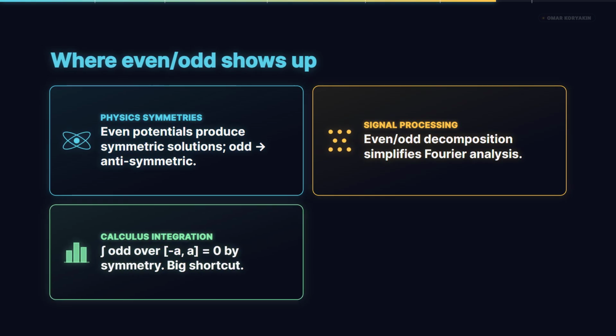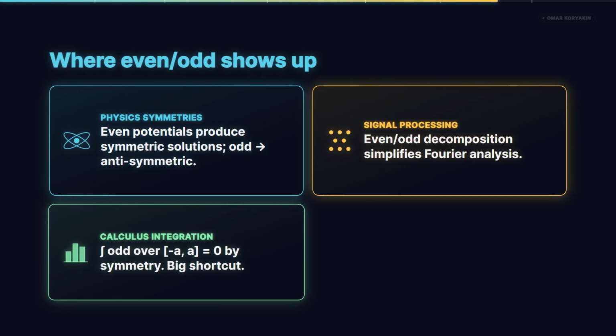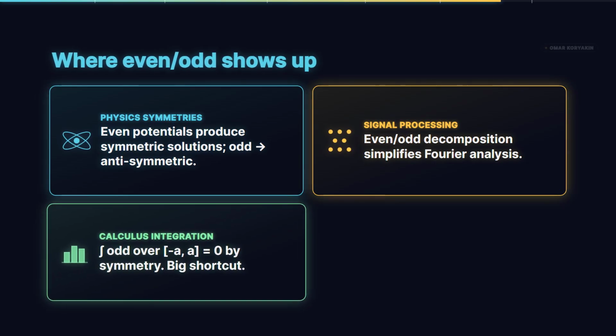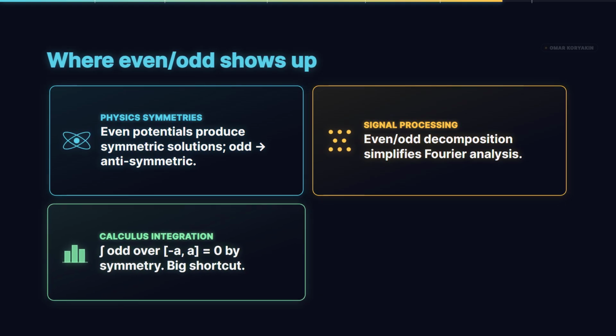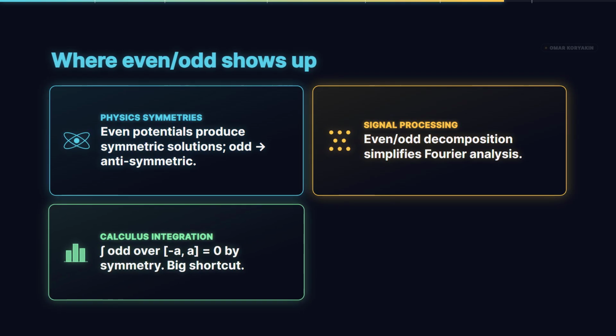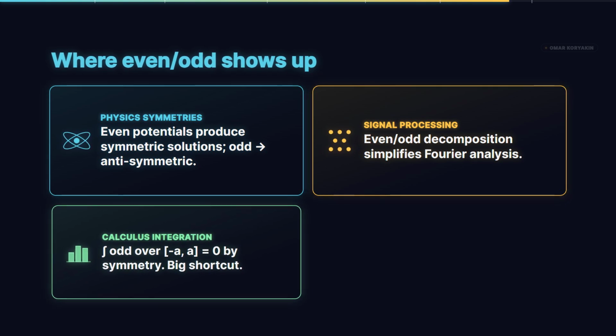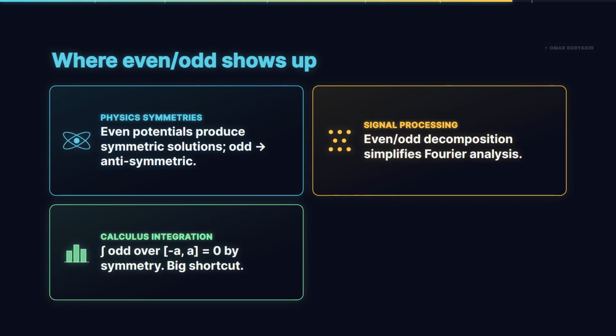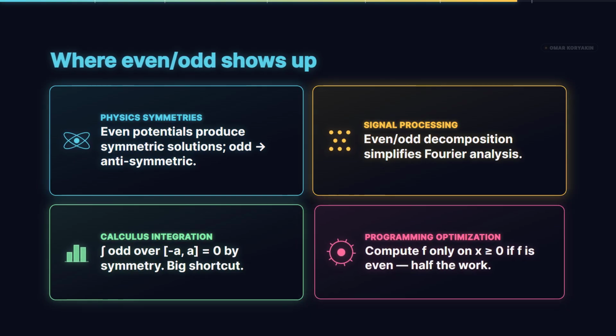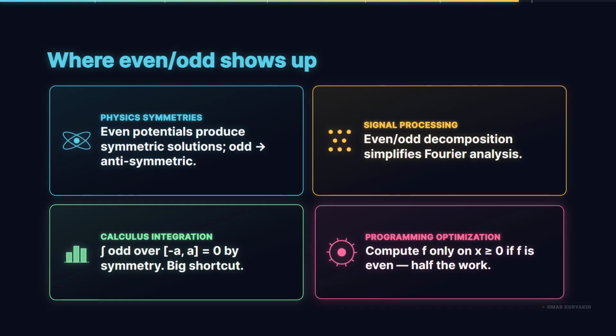In calculus, the integral of an odd function over a symmetric interval like negative a to positive a equals 0 exactly, because the contributions from the left half and the right half cancel by symmetry. The integral of an even function over the same symmetric interval equals twice the integral over 0 to a, because the two halves are identical. These symmetry shortcuts can save enormous amounts of computation when applicable, and recognizing the even-odd classification before integrating is a key calculus craft skill.